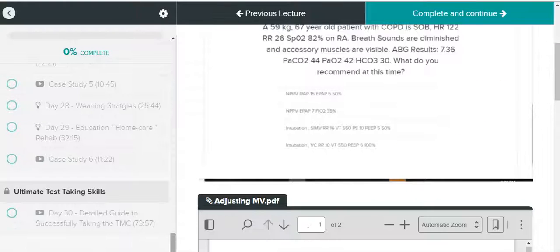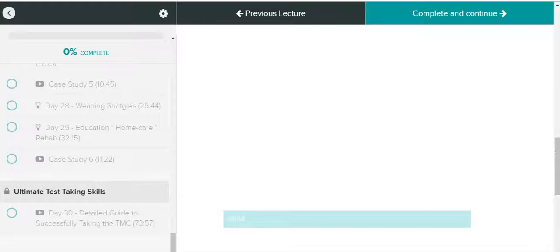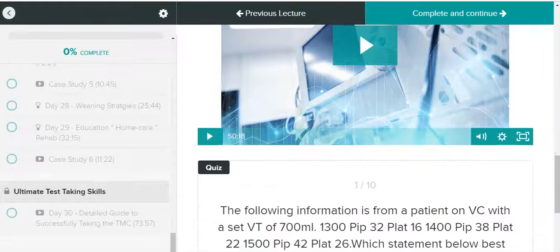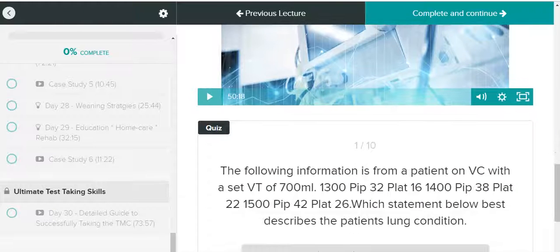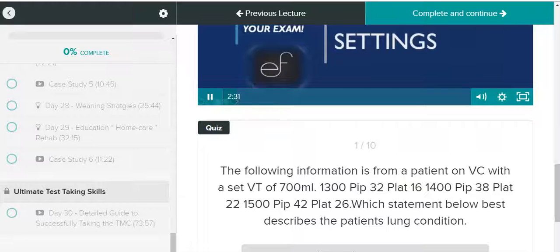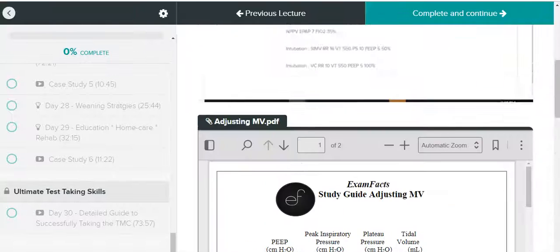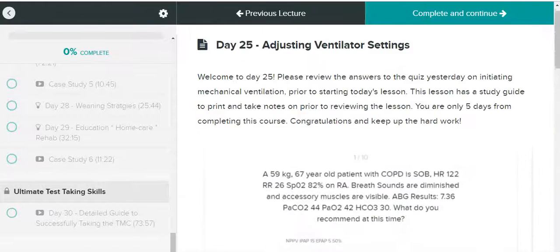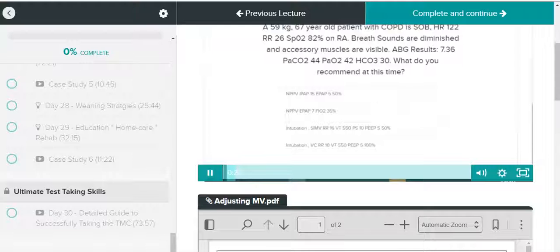Okay, let me stop this one. I can't remember which. Sorry, I'm trying to figure out which one of these is going. Here it is. It's this one.